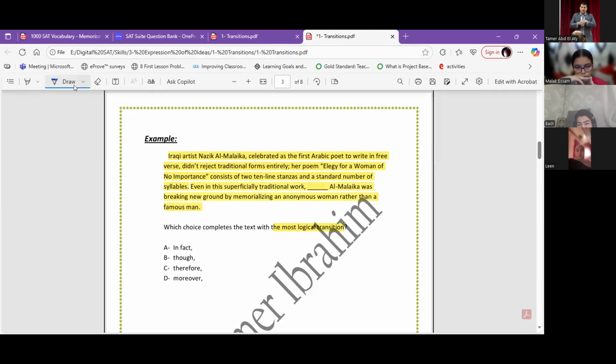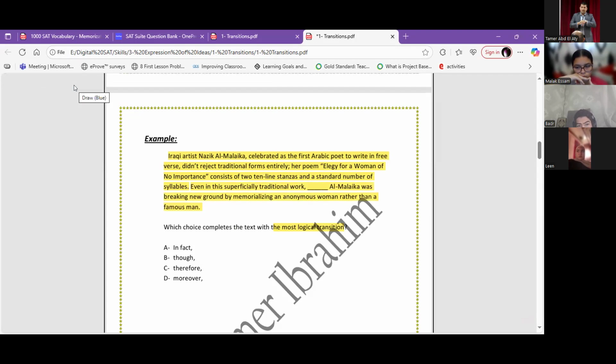But before that, you have to go through each word in the transitions to decide its function. Why, Dr. Tamer? Because in level 1 and 2, you can use elimination. And elimination is going to be helpful for you to delete the things that are repeated. Let's find together.